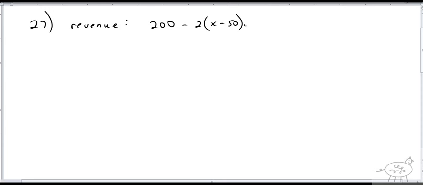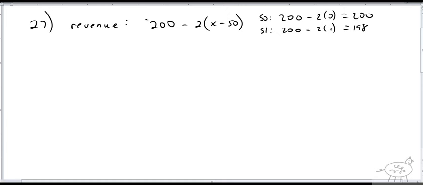Okay? And just looking at what this says here, let's say 50 people went on the tour. That'd be 200, so this is 50 people. It'd be 200 minus 2 times 0, so everyone pays $200. If there's 51 people, it'd be 200 minus 2 times 1, right? 51 minus 50 is 1. So that means everyone has to pay $198.